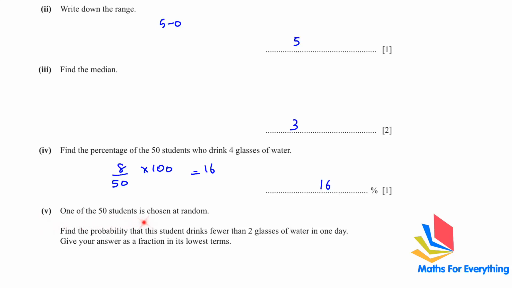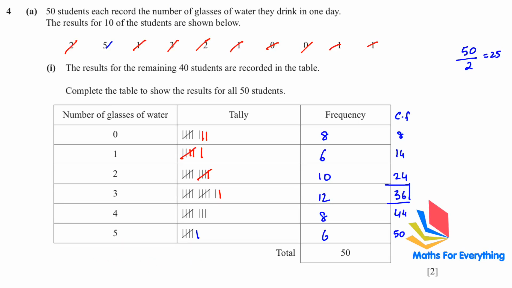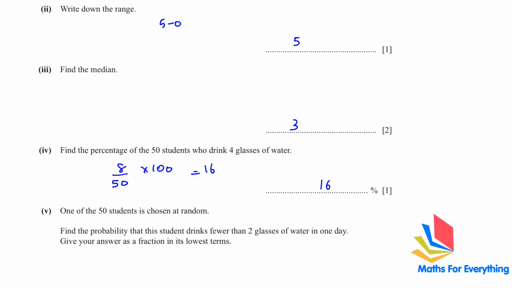Part 5. One of the 50 students is chosen at random. Find the probability that this student drinks fewer than 2 glasses of water in one day. Give your answer as a fraction in its lowest terms. So less than 2 glasses is 14. We found 8 plus 6, 14. 14 over 50. Just put it in the calculator to get a simpler form, and that is 7 over 25.